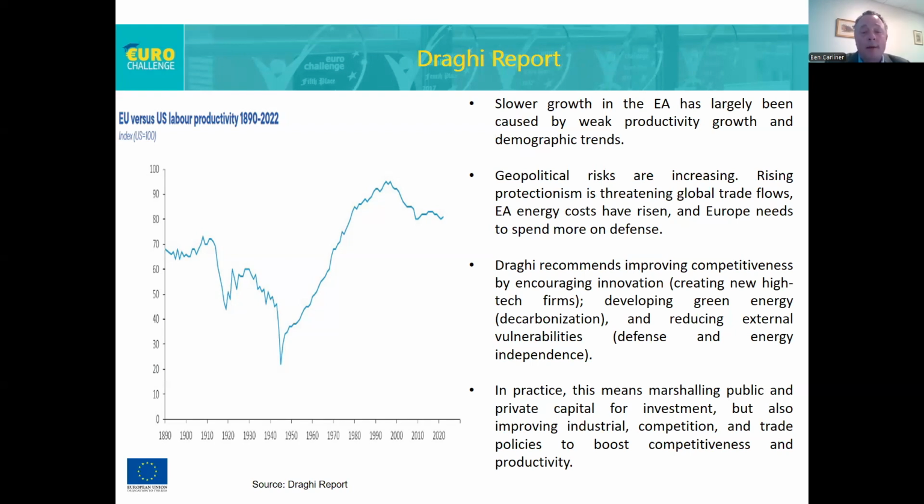Now, what the Draghi report notes is that apart from these specific shocks, you can boil this down to the underlying problem in Europe, which is really one of weak productivity growth. You also have very aging demographics. People are getting older.